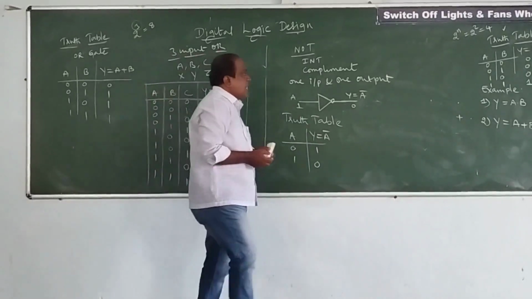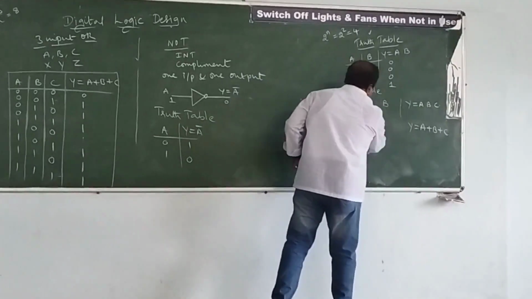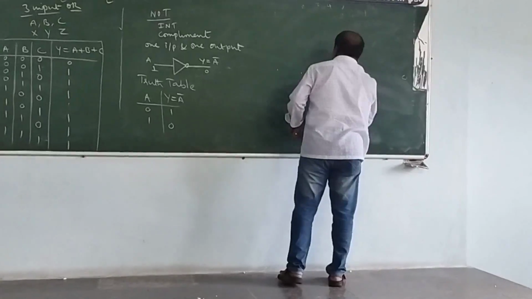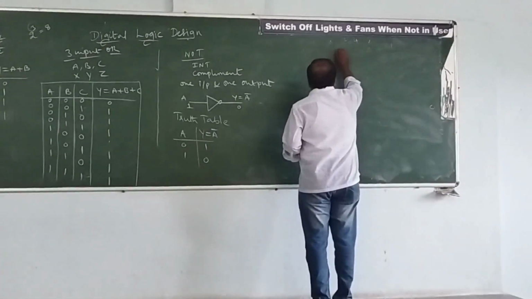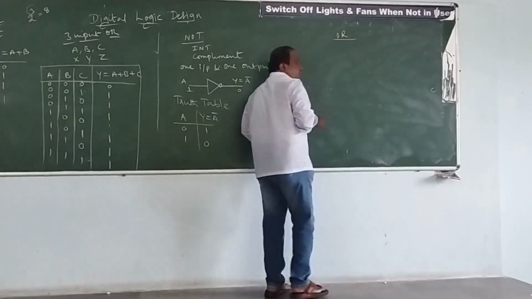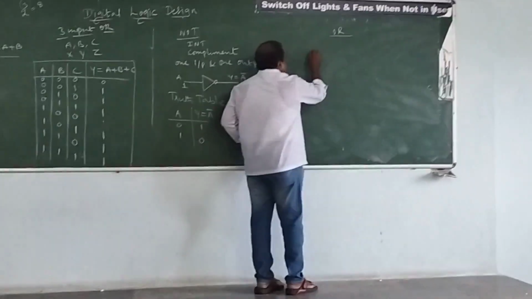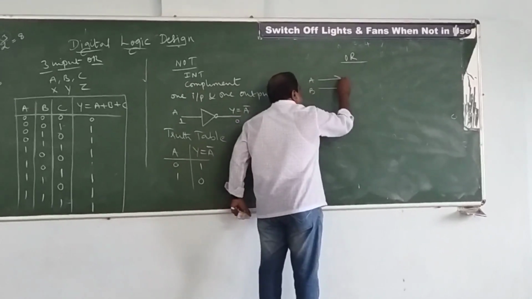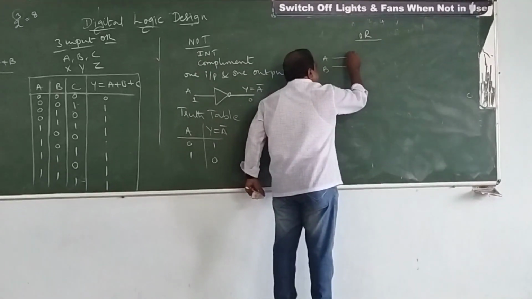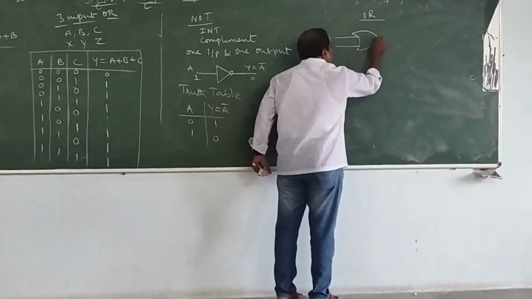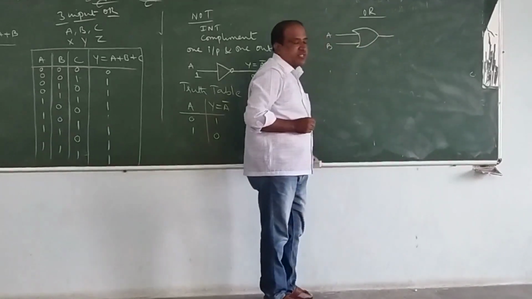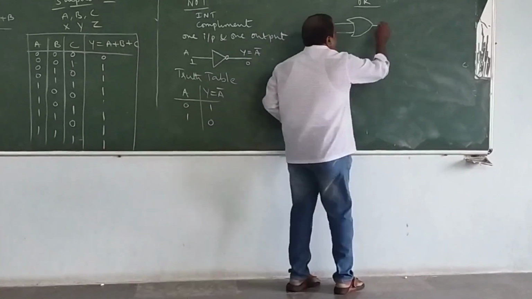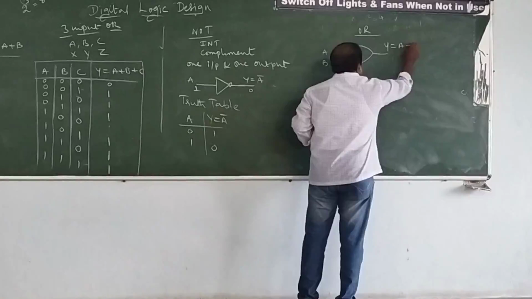Now similarly, I want to show you the schematic of the OR gate also. The two input schematic of the OR gate. When you see the two input schematic of the OR gate, take two variables like A and B, and connect them to the OR gate. This is what we need to draw. This is the symbol of the OR gate where Y is equal to A plus B.